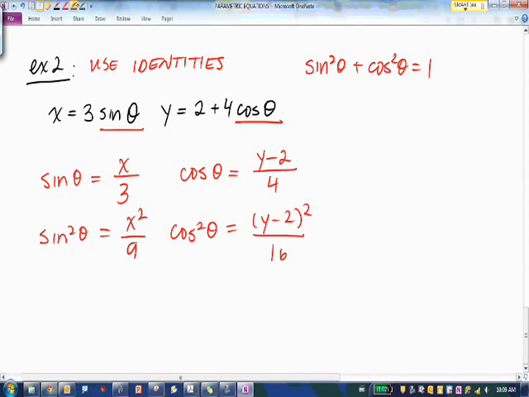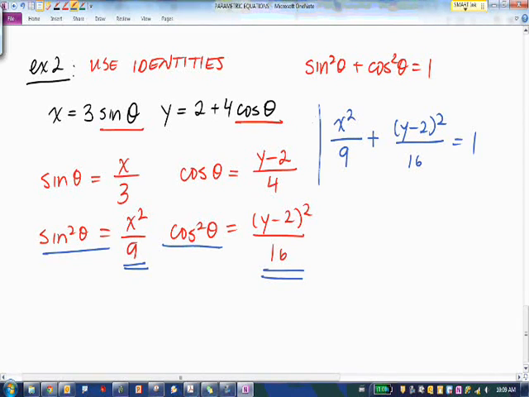So now all it takes to write the answer is add this and this, and set that equal to 1. So our rectangular form looks like x squared over 9 plus y minus 2 squared over 16 is equal to 1, where if you're a good Algebra 2 student, you should recognize that that in fact is the equation of an ellipse. So you can graph this on your calculator to check if that's the case.